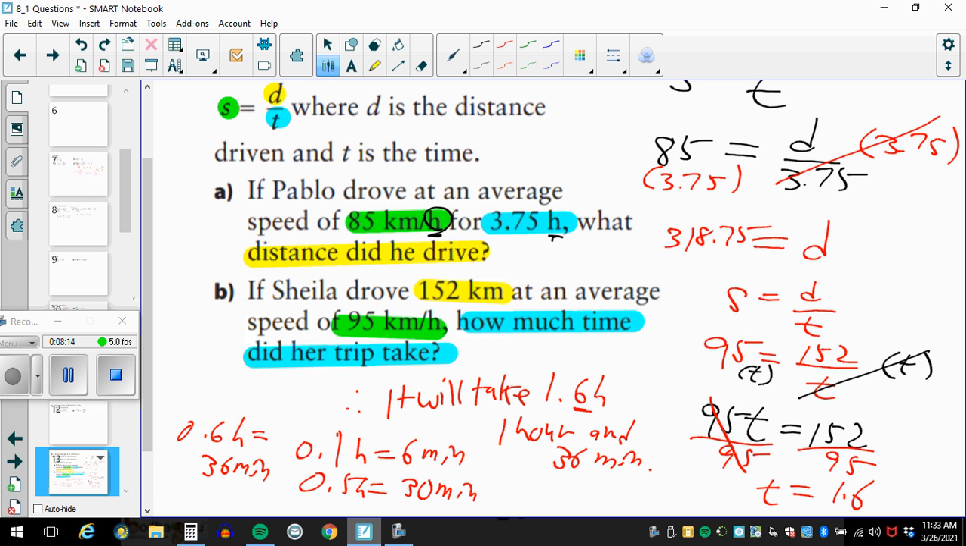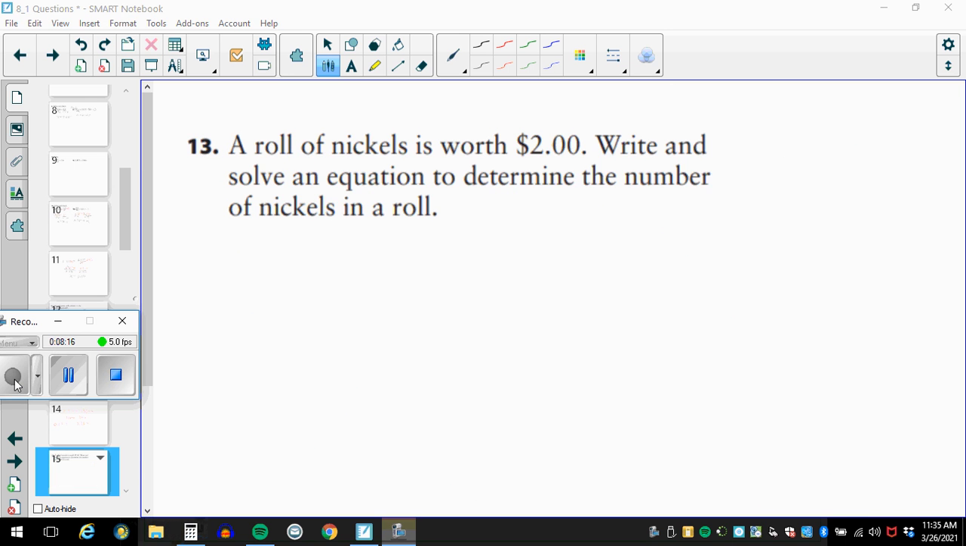Okay, hang on a second. Hang on. Question 13, we start getting into our real complicated-ish story problems, but they're not complicated, are they, Kennedy? No.